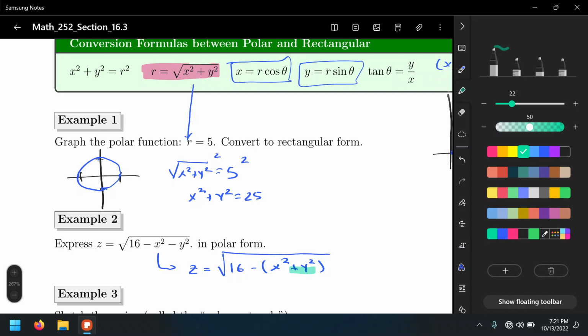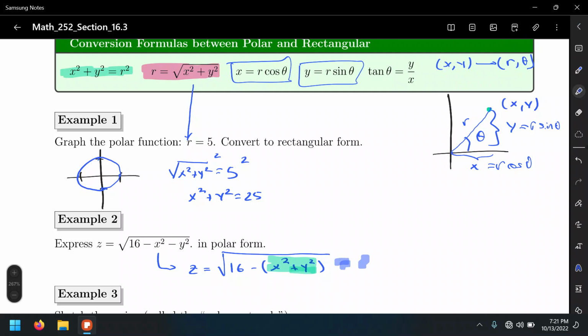X squared, whoops, it's actually going to be related with this and simply, oh come on, that's the square root of 16 minus x squared plus y squared. Oh, wait a minute, no, r squared. All right? And that's a function that no longer depends on x and y, but it's actually a function described in the world of r theta.